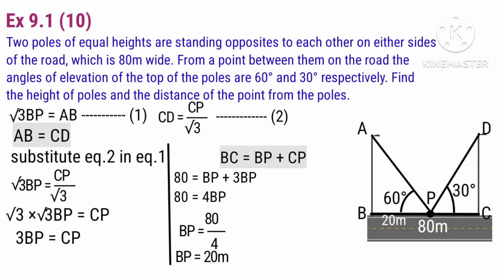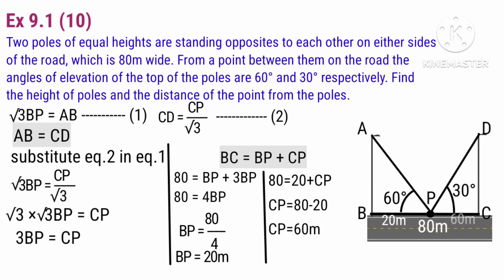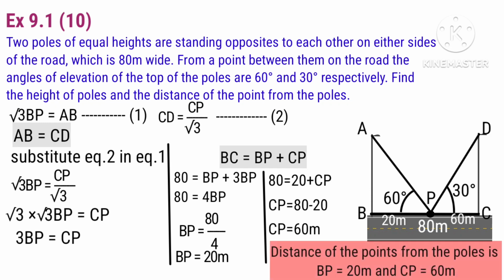So now we have to substitute BP is equal to 20 meter in this equation. So we'll get BC is equal to BP plus CP. So that is 80 is equal to 20 plus CP. That is CP is equal to 80 minus 20. That is 60. So we got CP is equal to 60 meter. So now we found the distance of the point from the poles. So now we have to find the length of the poles.